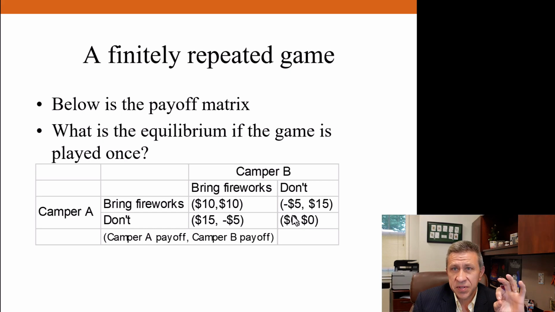neither has an incentive to switch, because if one of them switched unilaterally, they'd go from a payoff of 0 to a payoff of -5. And that's true for both camper A and camper B. So the Nash equilibrium, if the game is played once, is that neither brings fireworks, right? That's kind of a standard prisoner's dilemma style game.